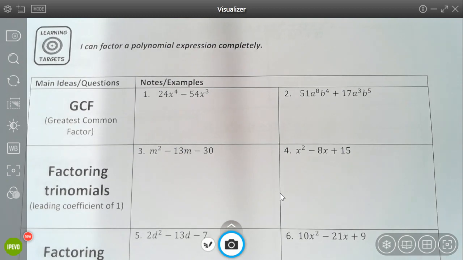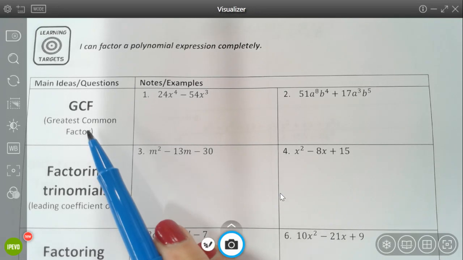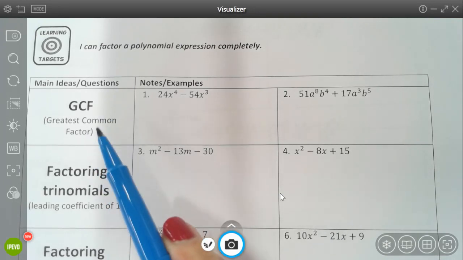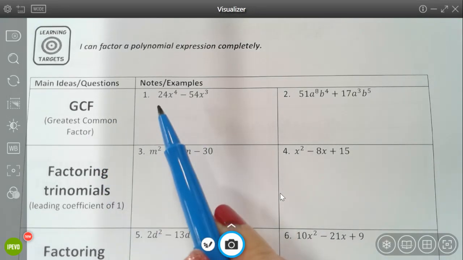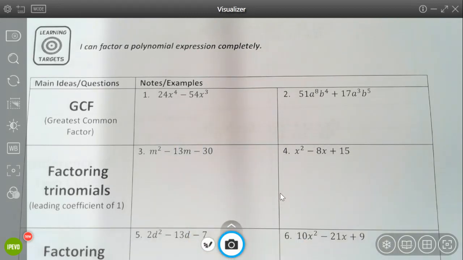Today we're going to look at a quick review of different ways to factor polynomial expressions completely. We're going to start with the first type of factoring that you are taught, and that's the greatest common factor. Remember, a greatest common factor is a monomial that will divide evenly into every single term, and it's the largest monomial that will divide evenly into each term.